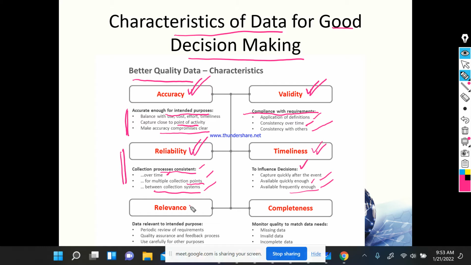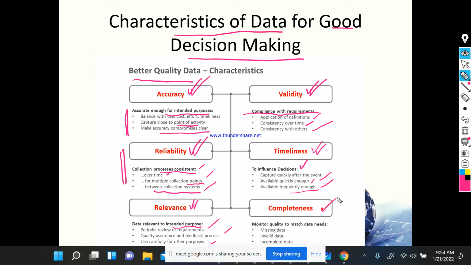The fifth characteristic is relevance. The data must be relevant to the intended purpose, because this is a challenge we sometimes face: I have a plan to apply a particular data analytics, but I'm not getting the right data. So relevance plays a very vital role, because the decision is based on a certain set of data, certain features. Those features must be available.